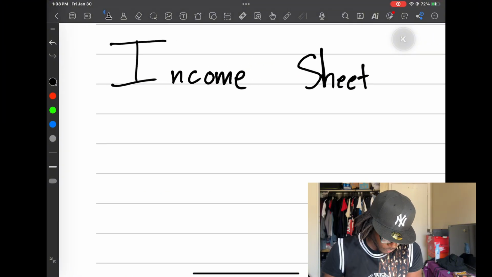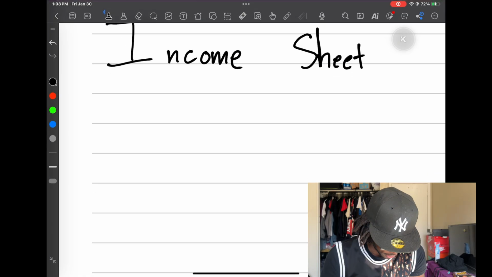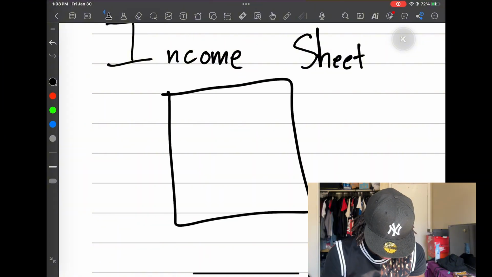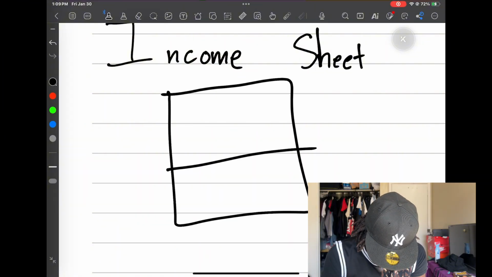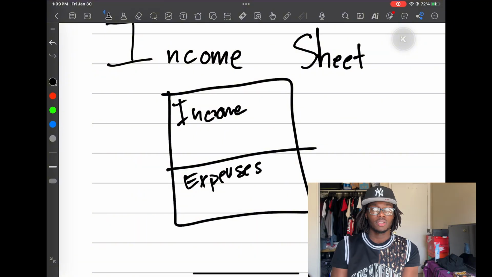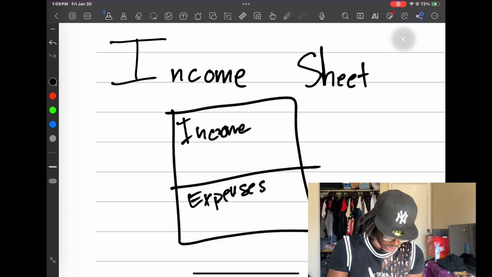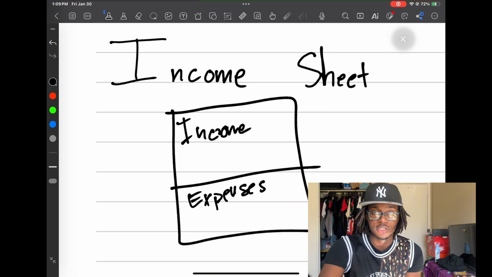Okay. So your income sheet will have two main categories. It'll have your income and your expenses. Pretty simple. Income and expenses. Your income sheet just shows, hey, you got this much money coming in and this much money going out.